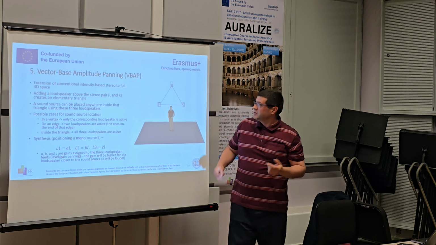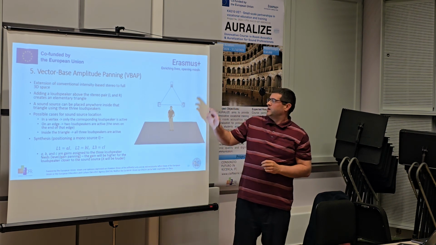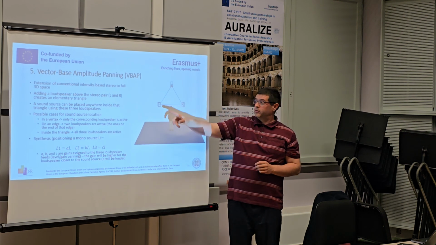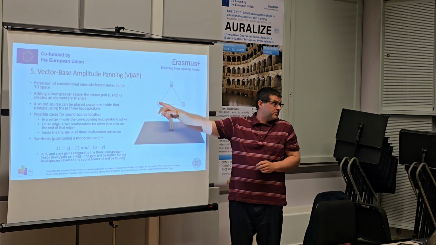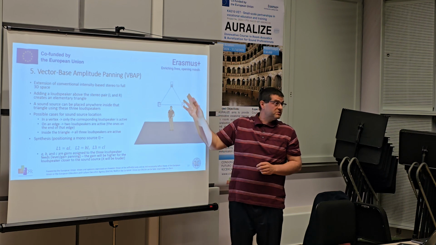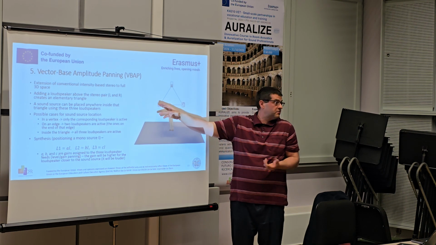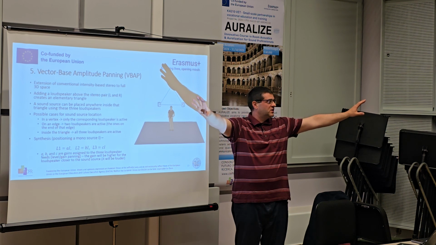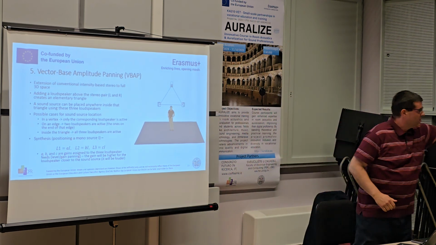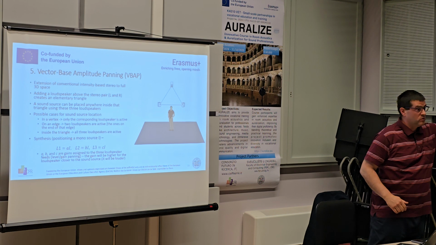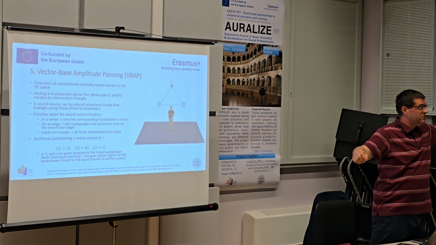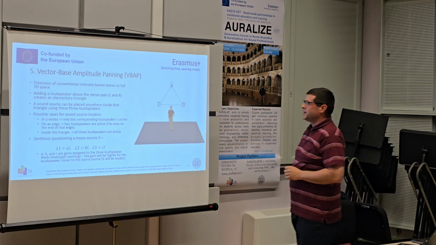So what are the possible cases? If your source is here, or here, or here, then only that loudspeaker will be reproducing. The other two will stay silent. Why? Because they are not needed. The same as with stereo, with two loudspeakers. If you want the sound to come directly from here, the other one can stay silent. So this one is the only one that needs to produce sound.